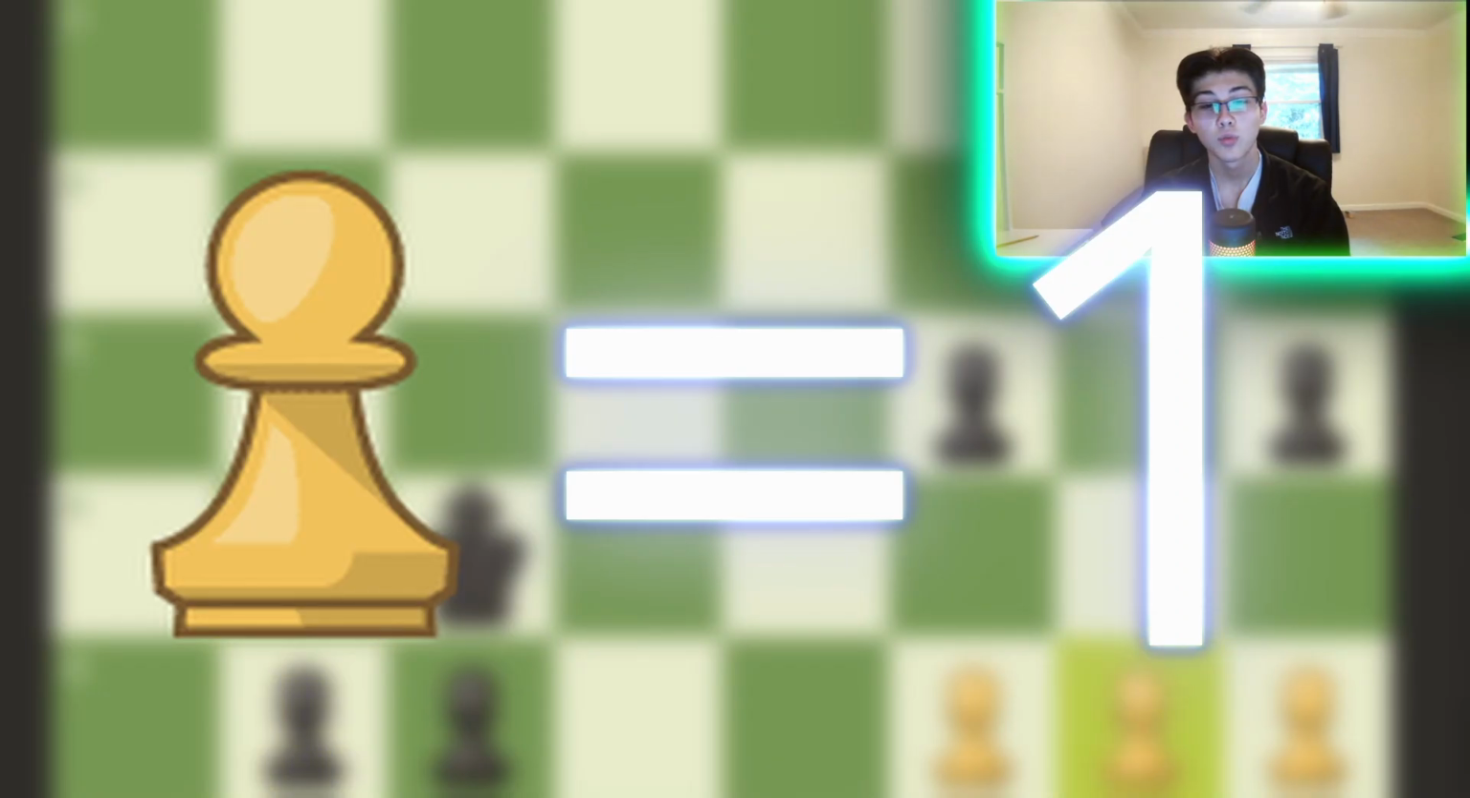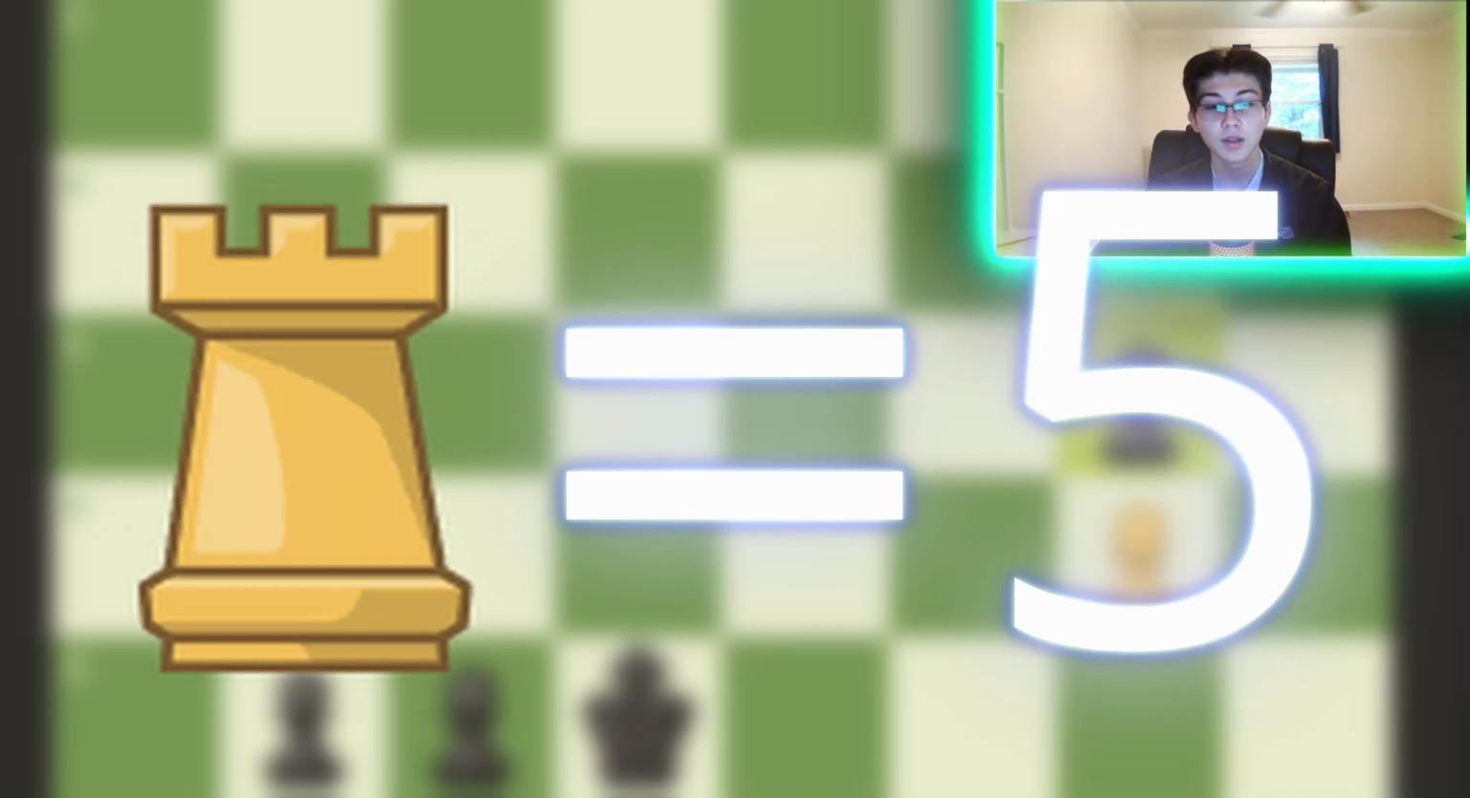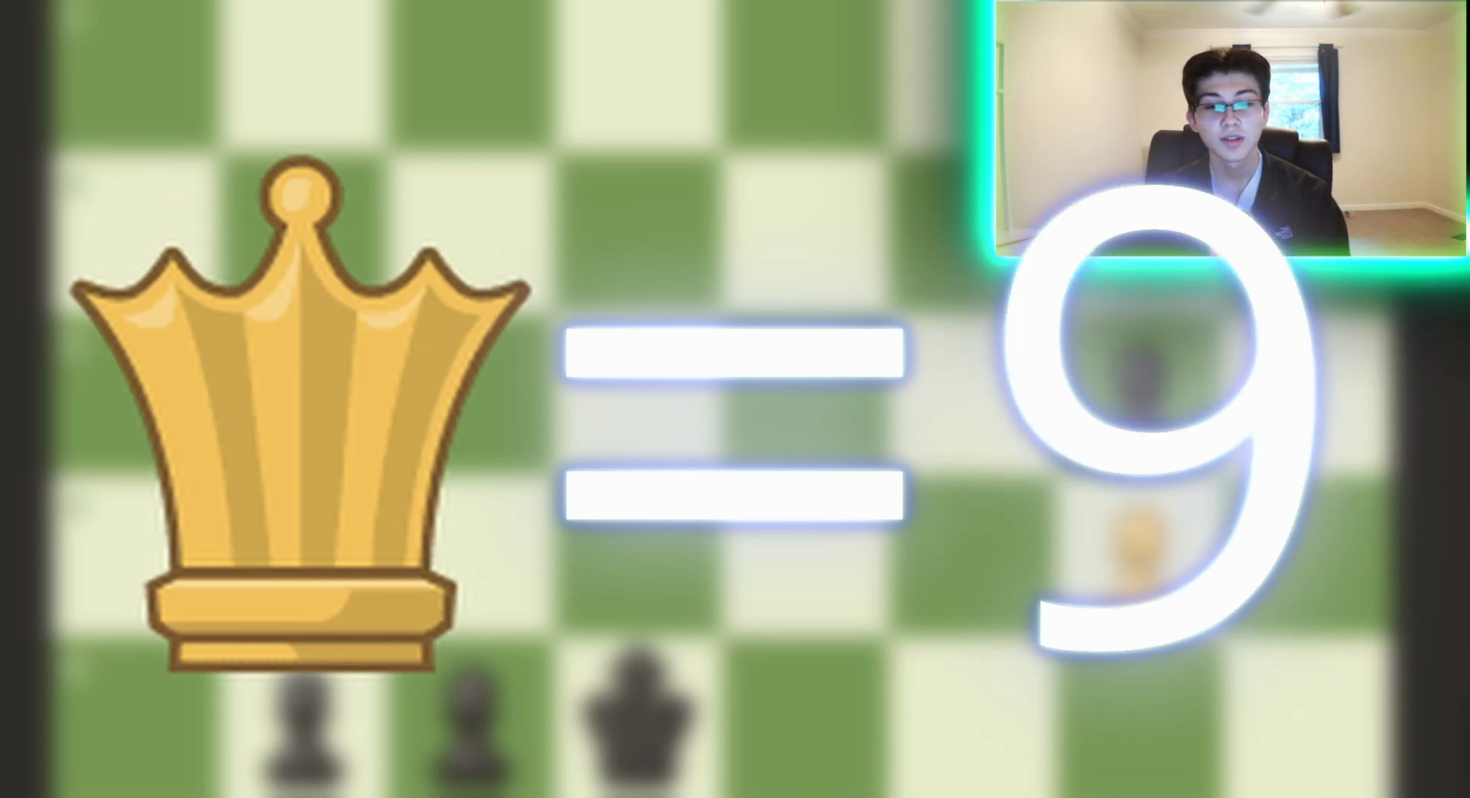Okay, that's going to be it for me today, but before I go, the point system is very important to memorize if you want to improve at chess. If you haven't already memorized them, the values of each piece are very important to know. So, to recap, the pawn is worth 1 point, the knight and bishop are both worth 3 points, the rook is worth 5 points, and the queen is worth 9 points.